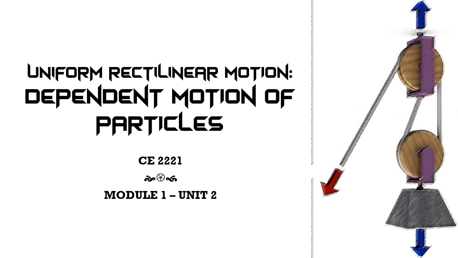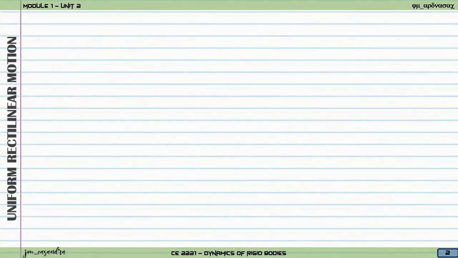As we introduced in the last lecture video, dependent motion of particles is created when the motion of one particle depends on the motion of another particle or of several particles. One example that would create dependent motion is when two particles are connected by a cord or a string that is around a pulley. To understand dependent motion, let us solve an example.